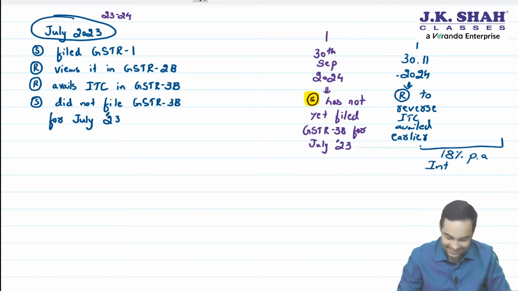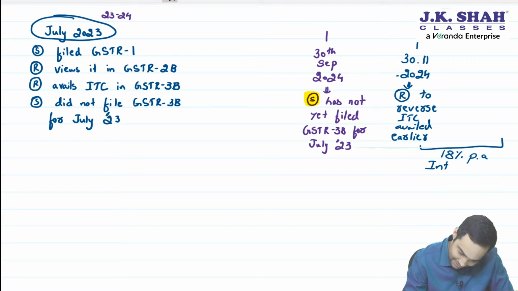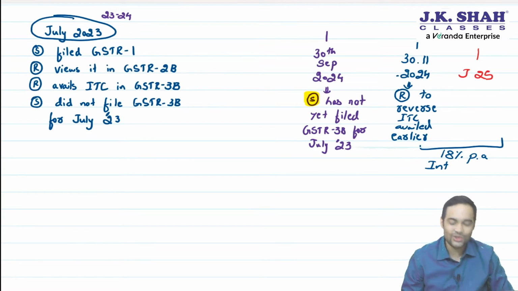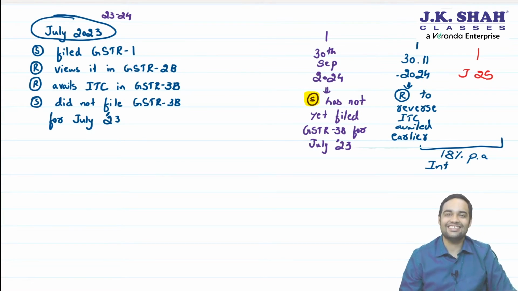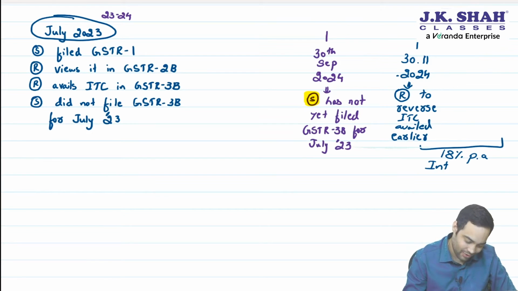The answer is yes. For example, say suppose the supplier files in January 25. In January 25, the supplier has filed this July 2023 return. Can you avail ITC again? Yes, that is called re-availment, and in this case, the time limit will not be applicable. That is, the last date to avail ITC will not be applicable. This is given in the provision. Let's have a look at the provision.